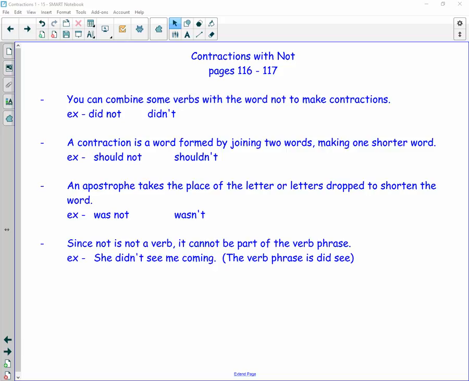This lesson is from the 5th grade Houghton Mifflin English book. It is on contractions with not, and it coordinates with pages 116 to 117 in the student textbook. You can combine some verbs with the word not to make contractions.